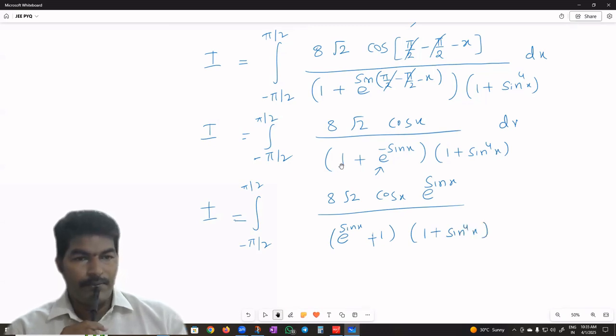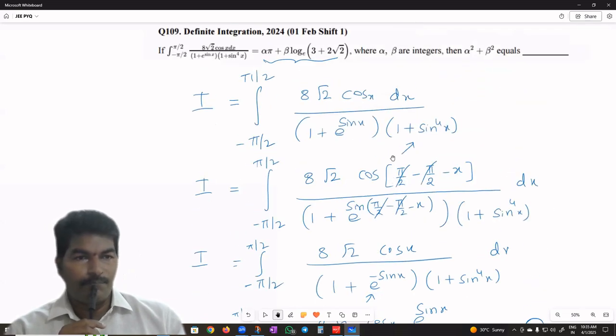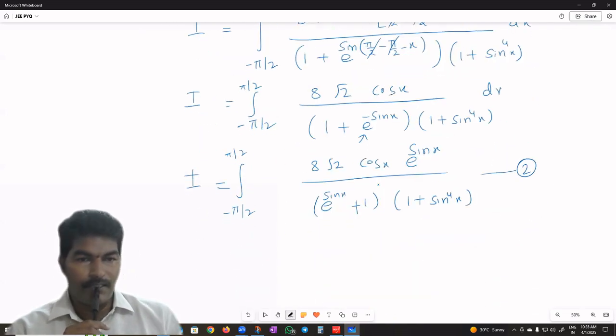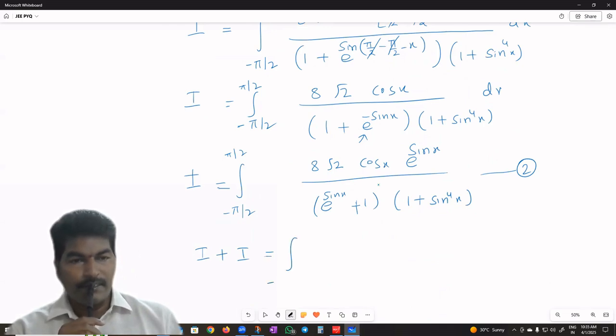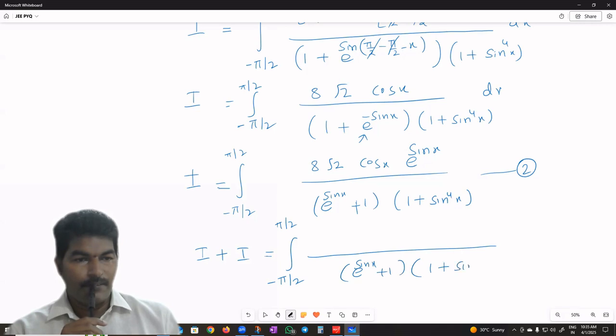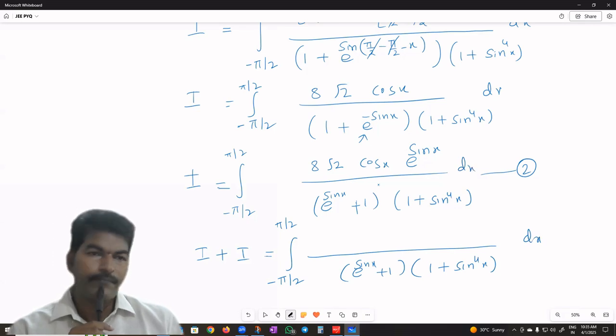We will add equations 1 and 2. After applying the P4 rule we got the second equation, and we are adding together I plus I. First equation and second equation are added, so the limits are the same. So you can directly merge the functions together, and you can see the denominator is also the same: e power sin x plus 1 into 1 plus sin power 4 x. I forgot to write dx here.